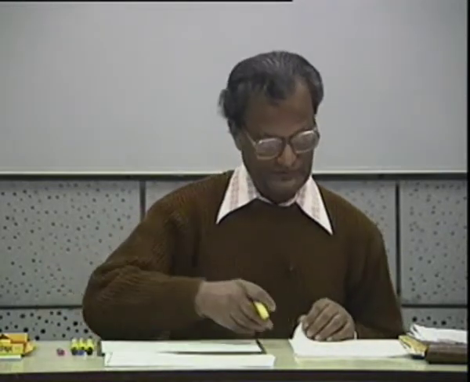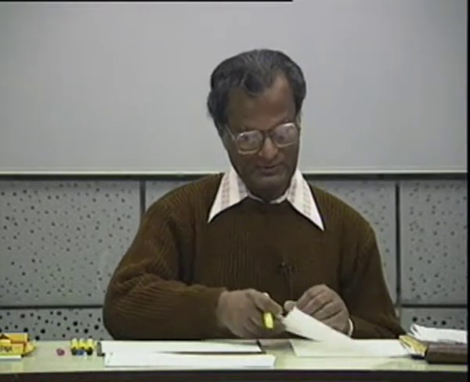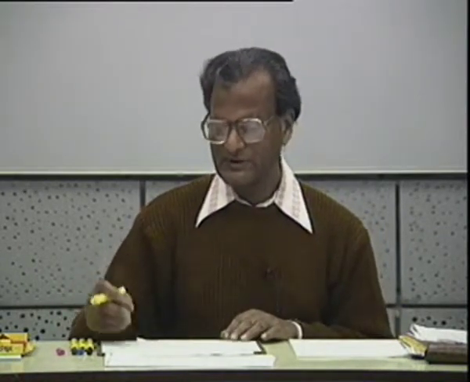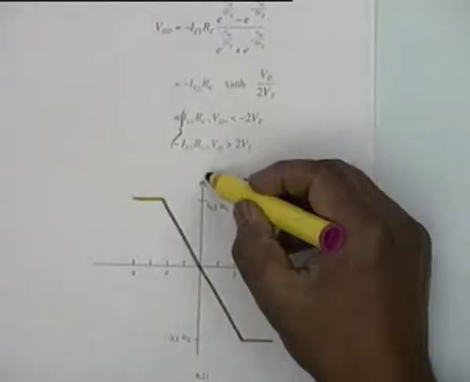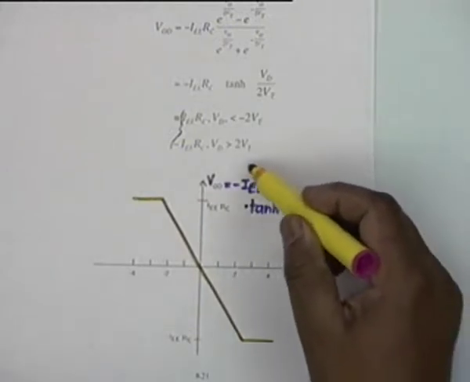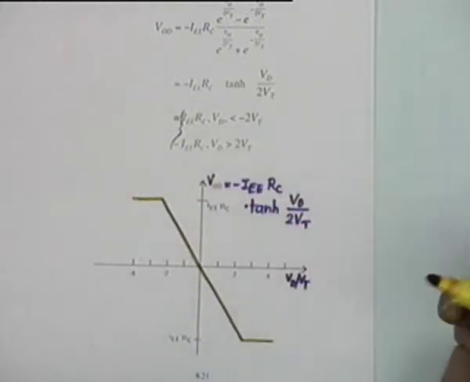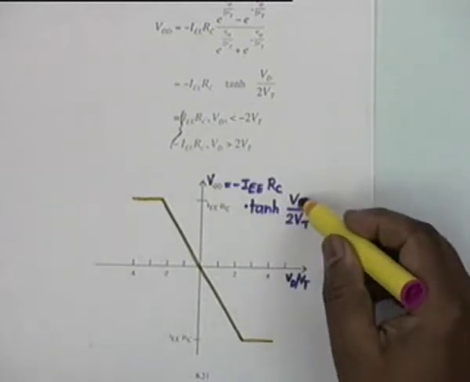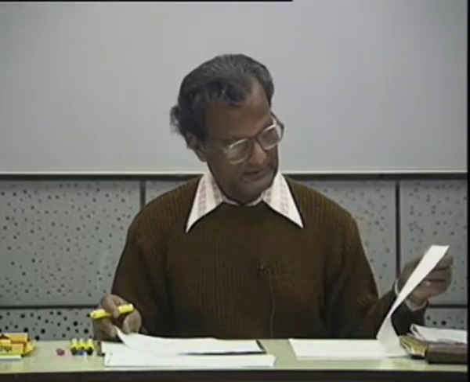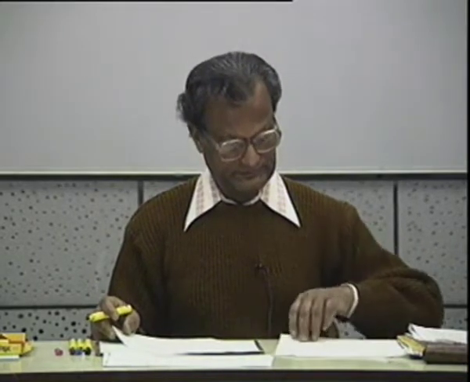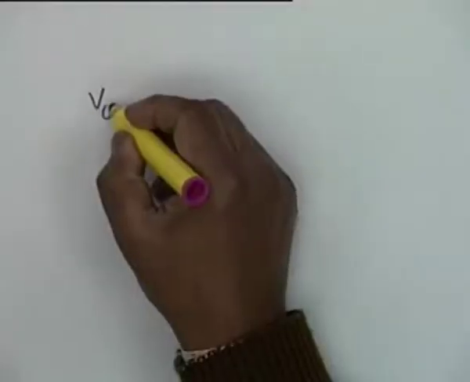And I also left some algebraic steps to you, to show by substituting the expressions for I sub C1 and I sub C2 that the voltage VOD is given by this relationship: minus IEE RC tan hyperbolic VD by 2 VT. I will write this expression again, and this is where we start from today.